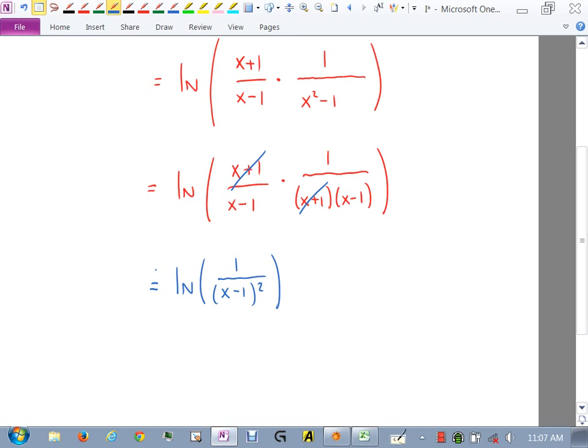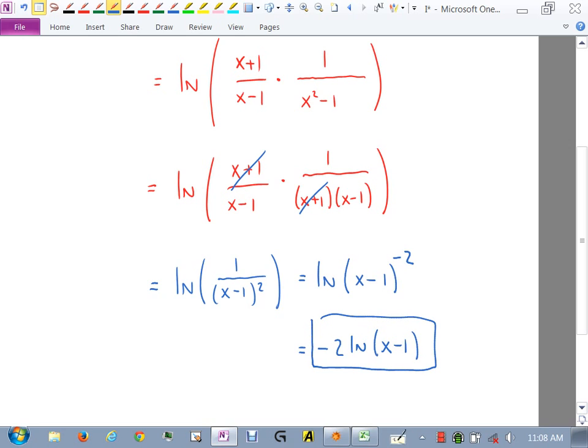That, I would be pretty happy with that on a test. I would be even happier if I saw you do this. Raise it to the -2, because that's the same thing. And I would be elated if I saw this. What did I do? The property of logs that allows you to pull a power out front.